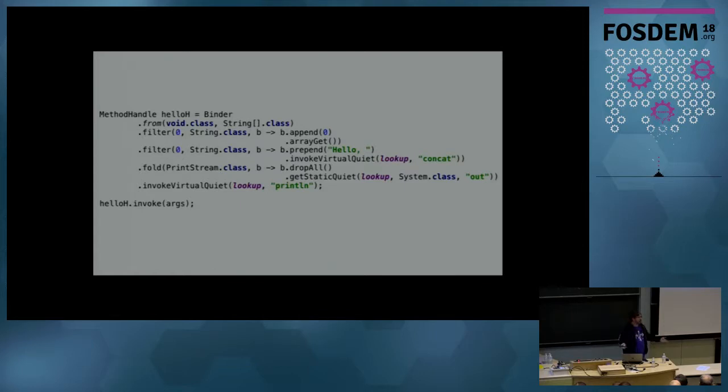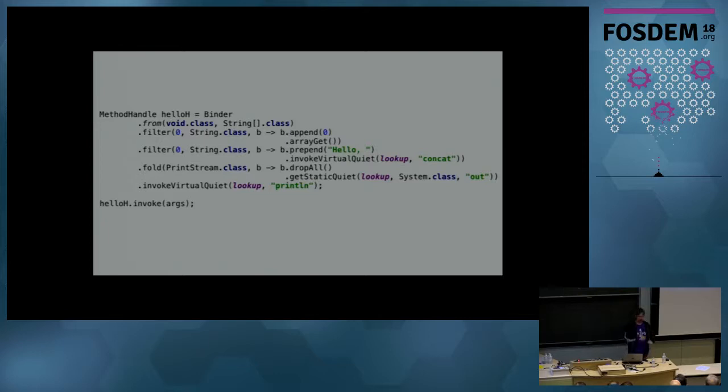And the whole thing becomes one handle, one tree, one expression that we can call and pass around, and it does all of this logic in one little box. So that's much more advanced than what we can do with reflection. And invoke binder makes it considerably easier to read through that.